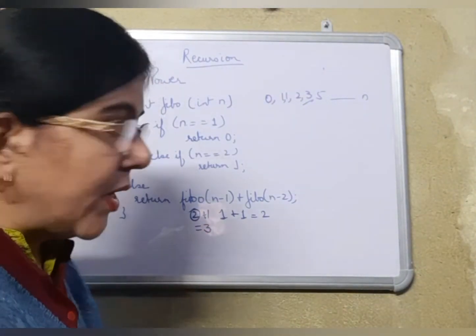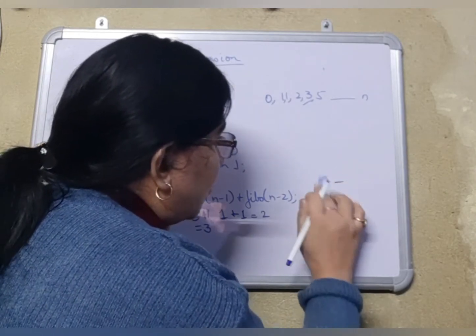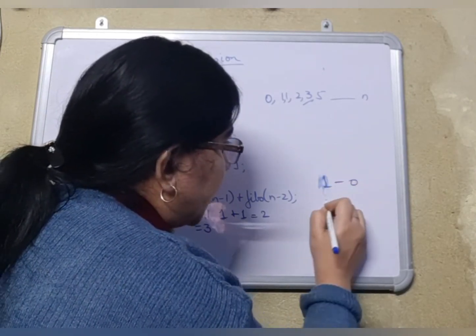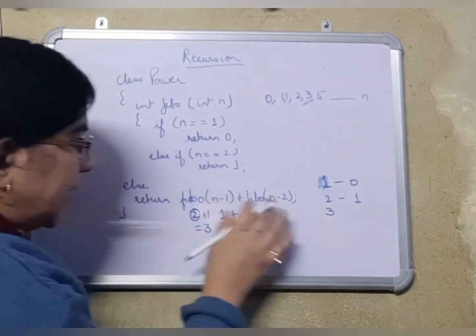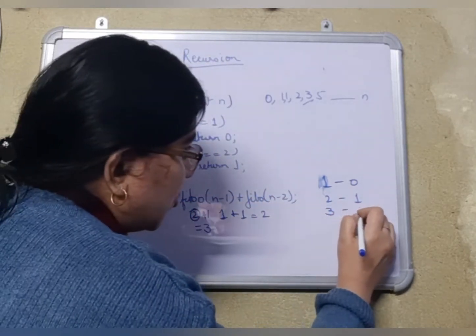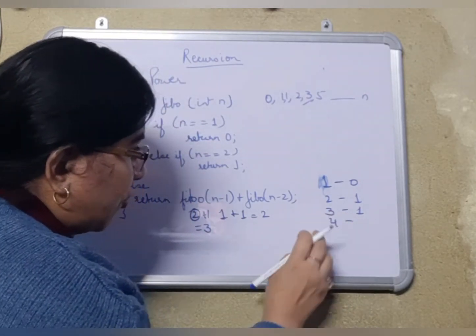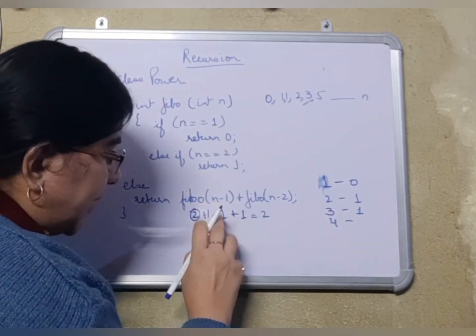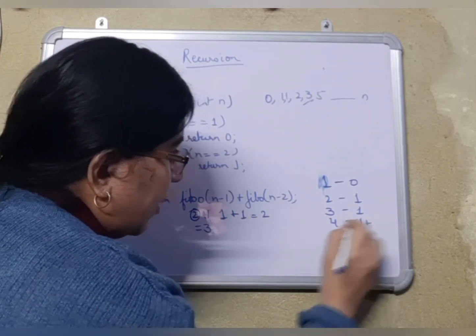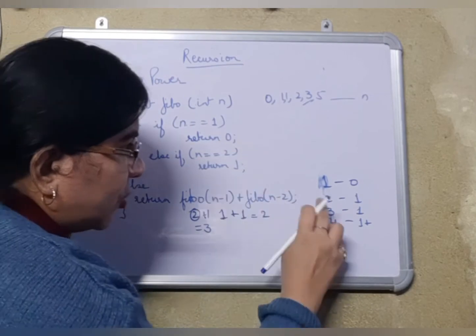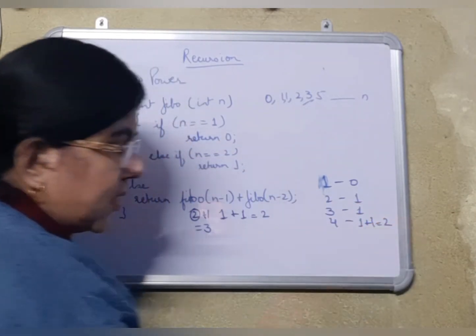So you have to keep on writing in your copy. That means for 0 you got, for 1 you got 0. For 2 you got 1. For 3, when we were calling these two, the 1 plus 0 was giving us 1. Then for 4, when we were sending 4 minus 1, 3. For 3 already we have got an answer 1. And then 4 minus 2 will give you 2. For 2 you are getting an answer 1. So you got 2 as an answer.